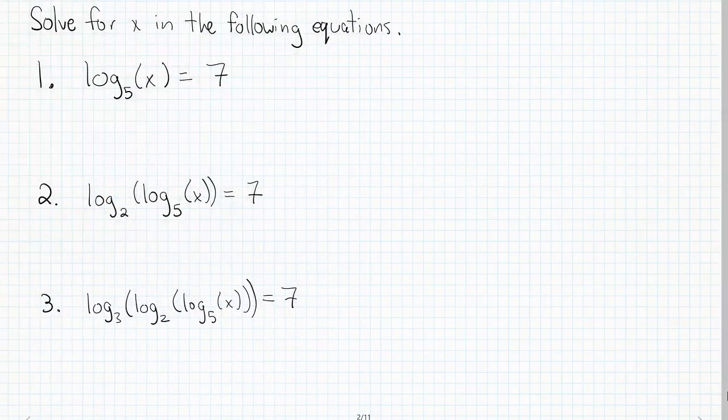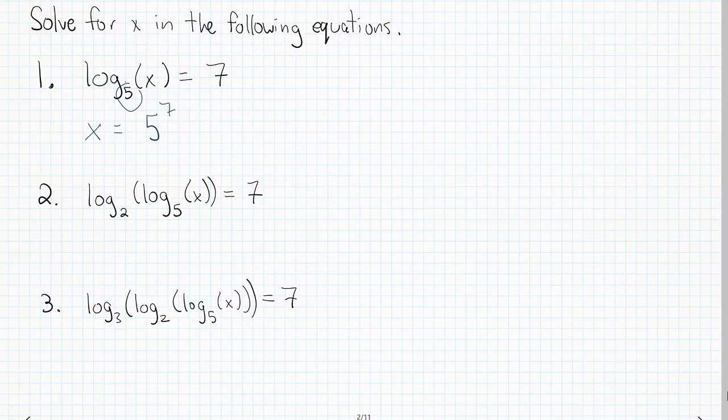Okay, moving on to the next one. Some people were talking about struggling with these nested logarithms. How does this work? Solve for x in the following equations. The first one, you can just use the property of logarithms. This 5 right here will be the base of our exponent, so you could write x equals 5 to the 7th power. That's one way of doing it.